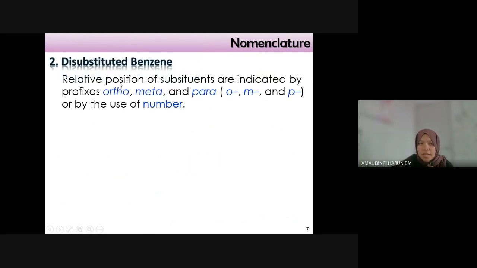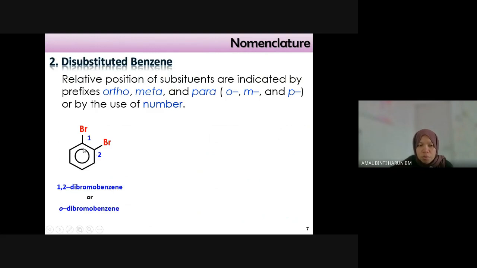Okay. Relative position of substituents is indicated by the prefixes ortho, meta, and para, or by using numbers to state the location of the substituent in benzene. So this only applies when we have 2 substituents attached to the benzene ring. Okay, if the substituents are located at carbon number 1 and carbon number 2, therefore it will be meta. Bukan.